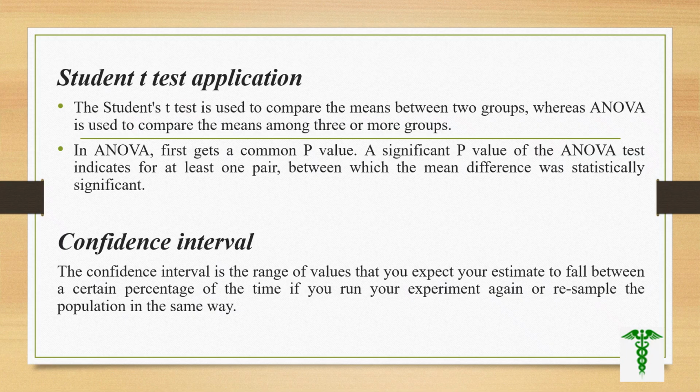Coming to the confidence interval. Interval means a range of values we can expect, for example when you say a certain percentage will come, or when you experiment again or resample, this value has to come. That interval is known as the confidence interval.